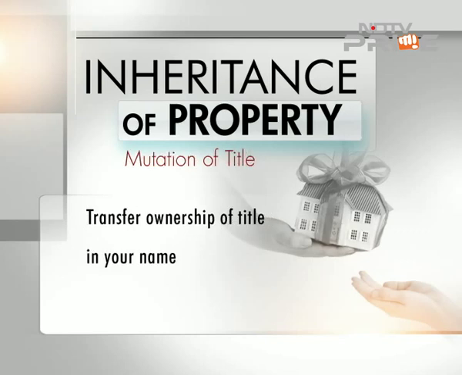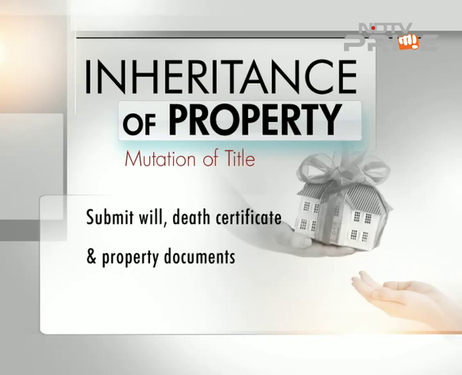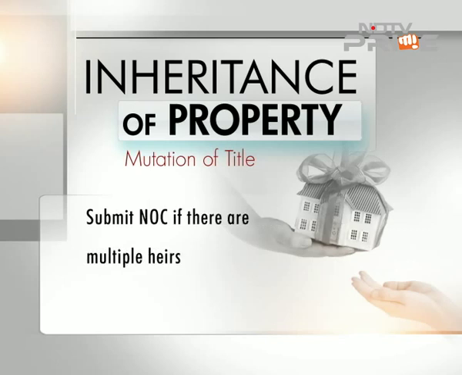Once the ownership of the property to be inherited is established, the next move should be the mutation of the title of the property in the name of the inheritor. By applying for mutation of the title, you are updating the records in the office of the local municipal authority. For this, you need to deposit the will to prove inheritance, death certificate of the deceased, land records and other documents of the property. If there are multiple inheritors, then you need a no objection certificate from each if you are transferring the sole title in your name.